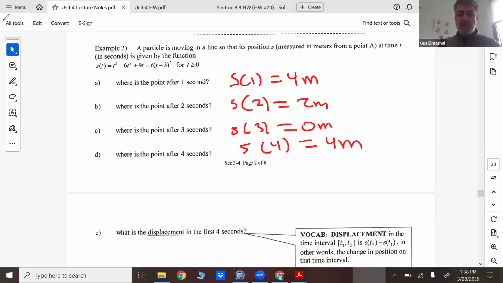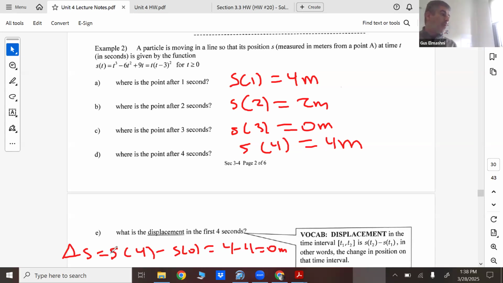If you look at part E, what is the displacement for the first 4 seconds? That's going to be 0, because you're doing S of 4 minus S of 0. 4 minus 4 is 0. We also like to call it delta S. First 4 seconds, from 0 to 4. Why is it called delta S? It's the change in S, the change in position. S is position, delta S is the change in position. S of 0 is 0.